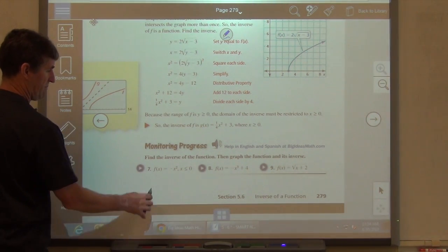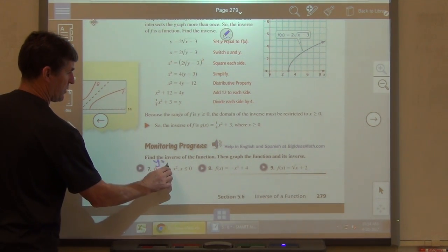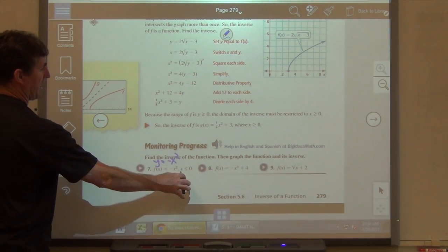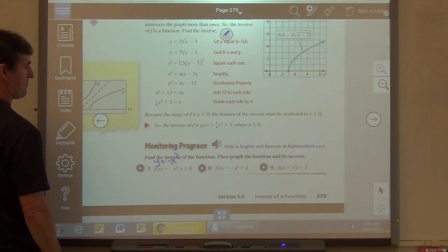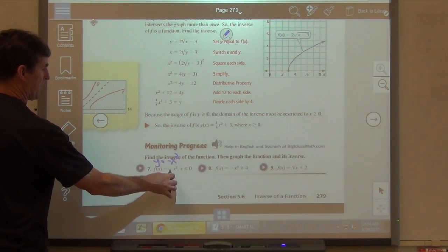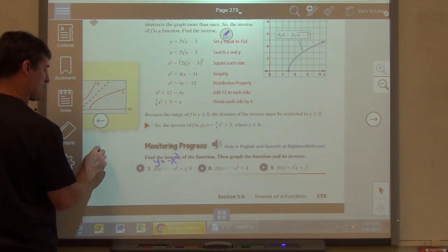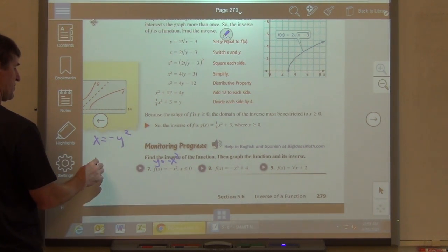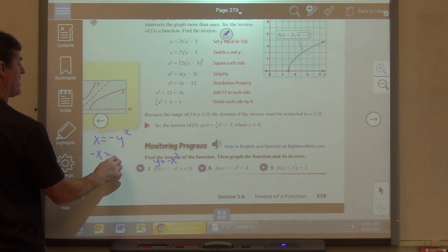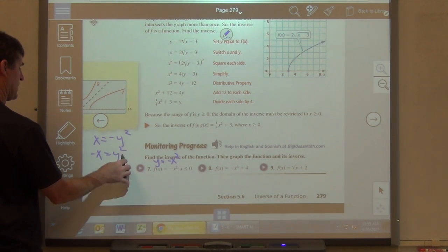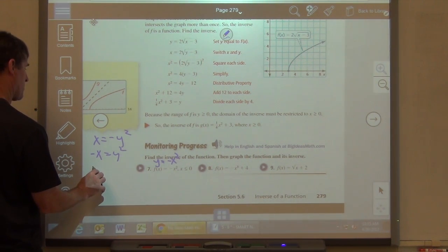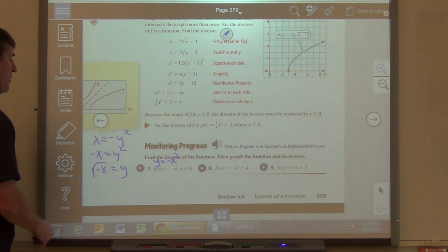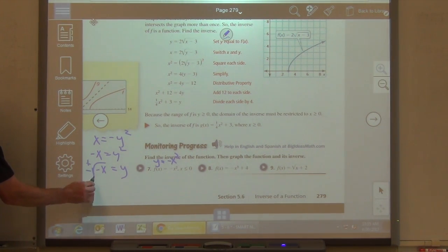So as we do this one, again, this is y equals negative x squared. Now we're only working with x less than or equal to 0. And so on this, again, we're going to switch the x and y. So x equals negative y squared. So this gives us negative x equals y squared. And so when we take the square root, we get the square root of negative x equals y.